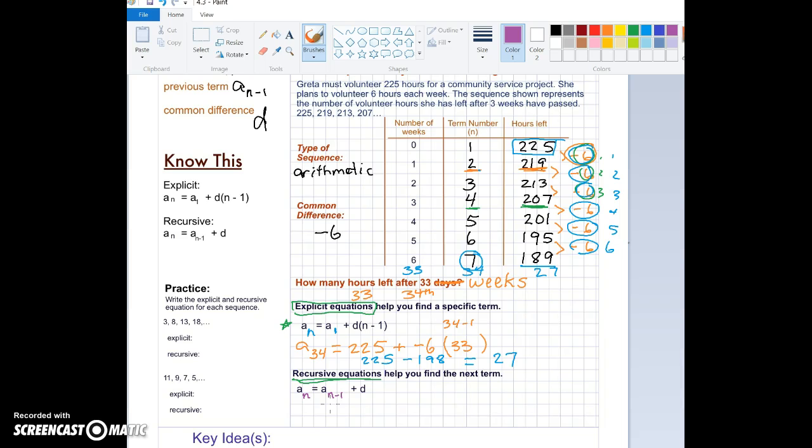So if I wanted to know what the 8th term, a sub 8, was in my problem about Greta, I would take the previous term, which is 8 minus 1, so that would be a sub 7, and I would add my common difference, which is -6. a sub 7 is 189, and I would add my common difference, -6, which gives me 183 hours left.